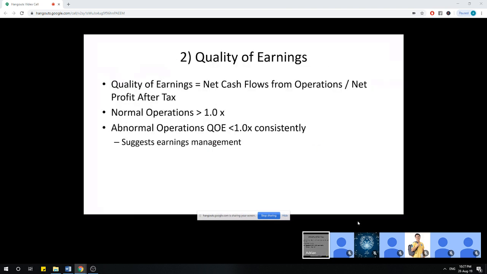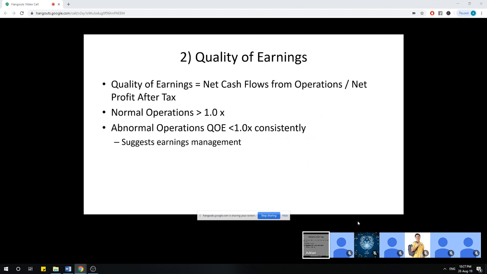So next is the quality of earning. Okay, this part, I think some of you may be familiar, some of you still don't fully understand why quality of earning. The quality of earning formula is based on the cash flow from operation over the net income. Why do we want this cash flow from operation to be more than the net income?